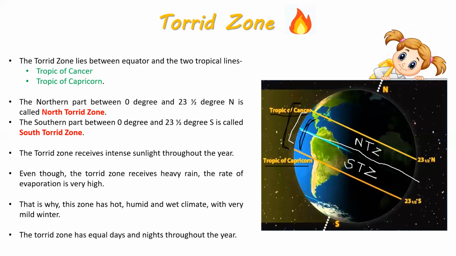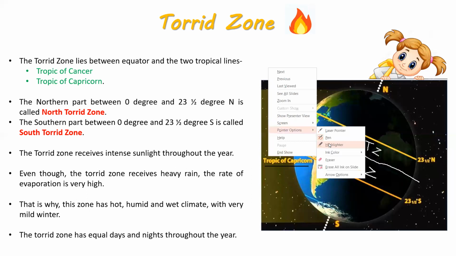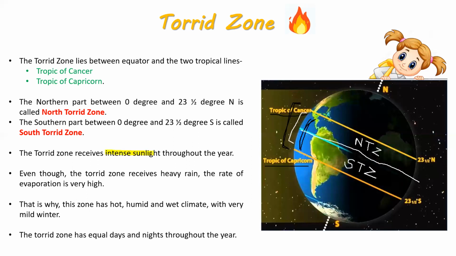Next, the torrid zone receives intense sunlight, that is, maximum sunlight. Throughout the year, the torrid zone receives intense sunlight. Even though the torrid zone receives heavy rain, the rate of evaporation is very high, because it is always receiving very bright sunlight. That is why the water that comes in the form of rain gets evaporated. That is why this zone has a hot, humid, and wet climate, with very mild winter. So winter is there, but very mild winter.